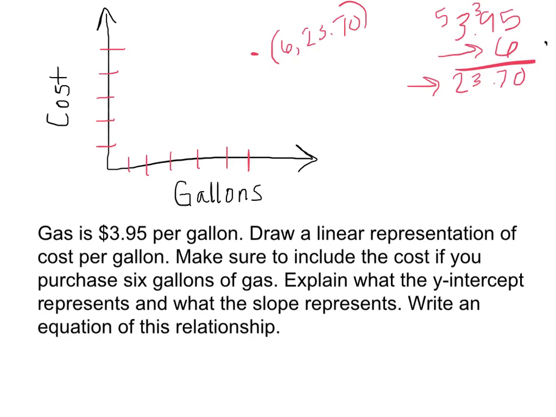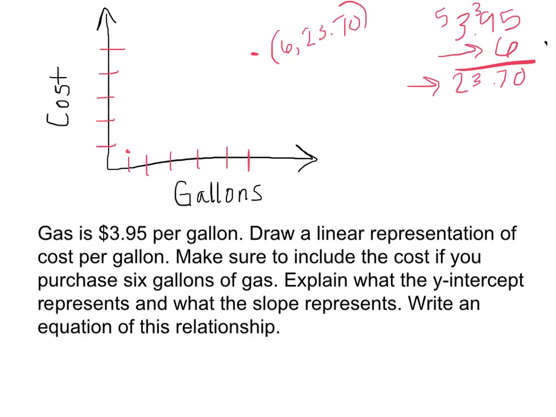Now, we need another point. In order to make a line, we need a second point. So what might that second point be? Well, we could say if I bought 1 gallon of gas, how much would it be? It would be somewhere around $3.95. There's another point we might know.